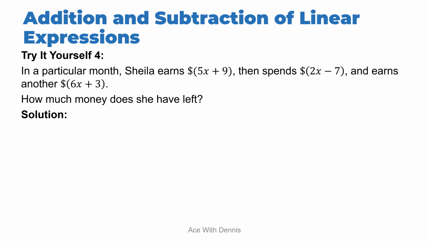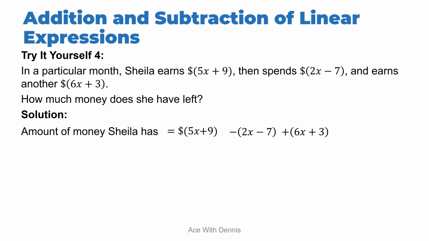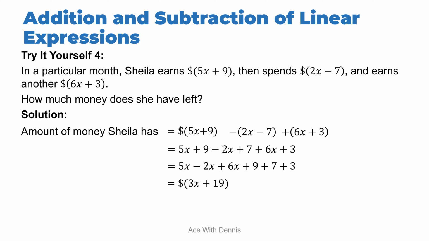So here's the solution. The amount of money Sheila has will be 5x plus $9. This is the amount that she earns, and then we minus (2x plus 7), because this is the amount of money that she spent, and plus (6x plus 3) again, because this is the amount of money that she earned. Then we want to remove the bracket, and be careful with the negative operation. So we have 5x plus 9 minus 2x minus 7 plus 6x plus 3. We put the like terms together, combine them, and the answer is 8x plus $5.